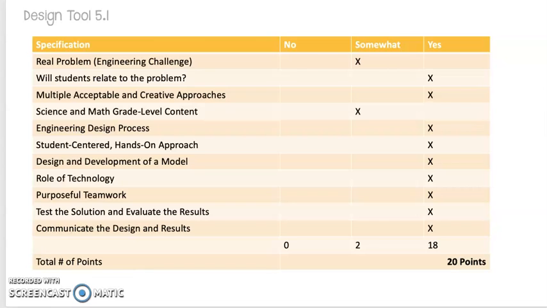Here is the design tool 5.1. A couple things came out as somewhat, it's not really a real problem. The lanternfish is real, but I don't think my students would ever actually be creating a light for a lanternfish. And this did not involve as much math as I had hoped, but the rest came out as yeses, so it scored 20 points.